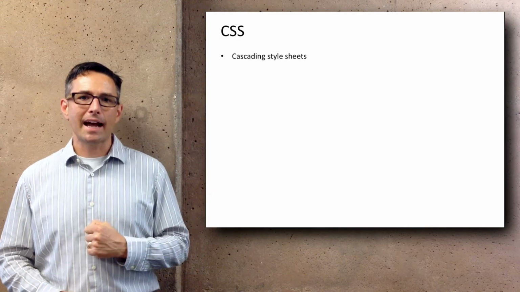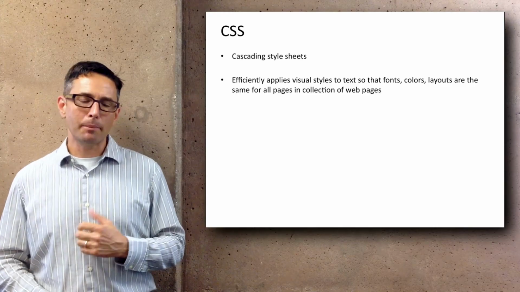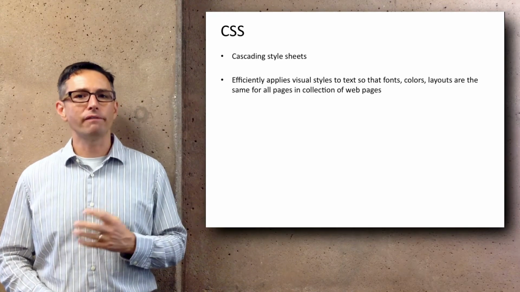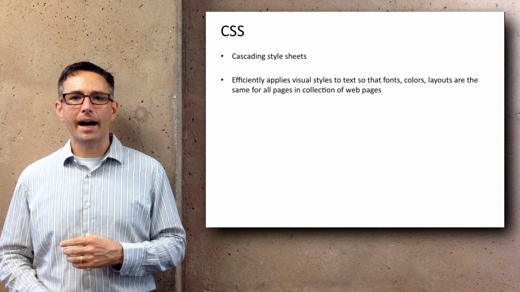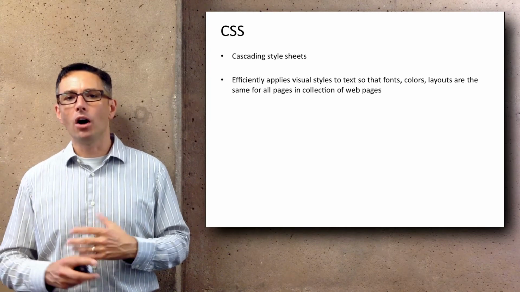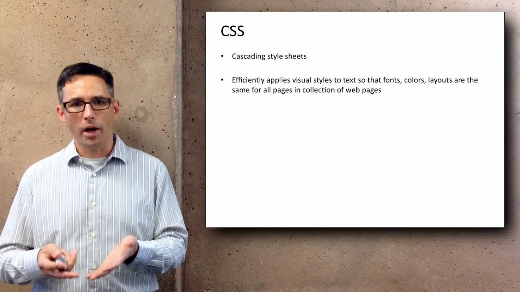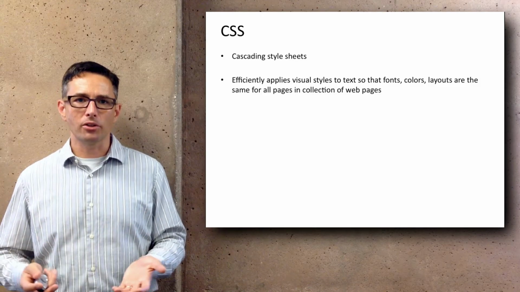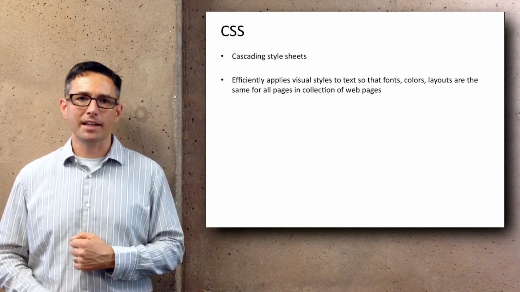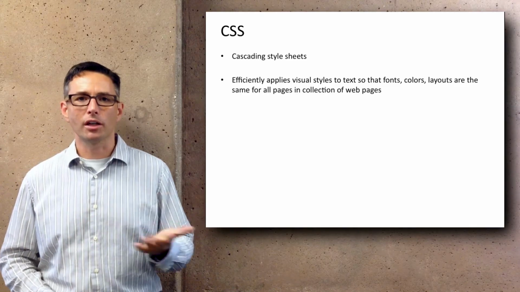Finally, cascading style sheets are a way of efficiently applying visual styles to text so that fonts, colors, layouts are the same for all of the pages in a collection of web pages. So if you have many web pages on one domain and you want them all to look the same, you might use one set of cascading style sheets to describe the look and feel of your website.